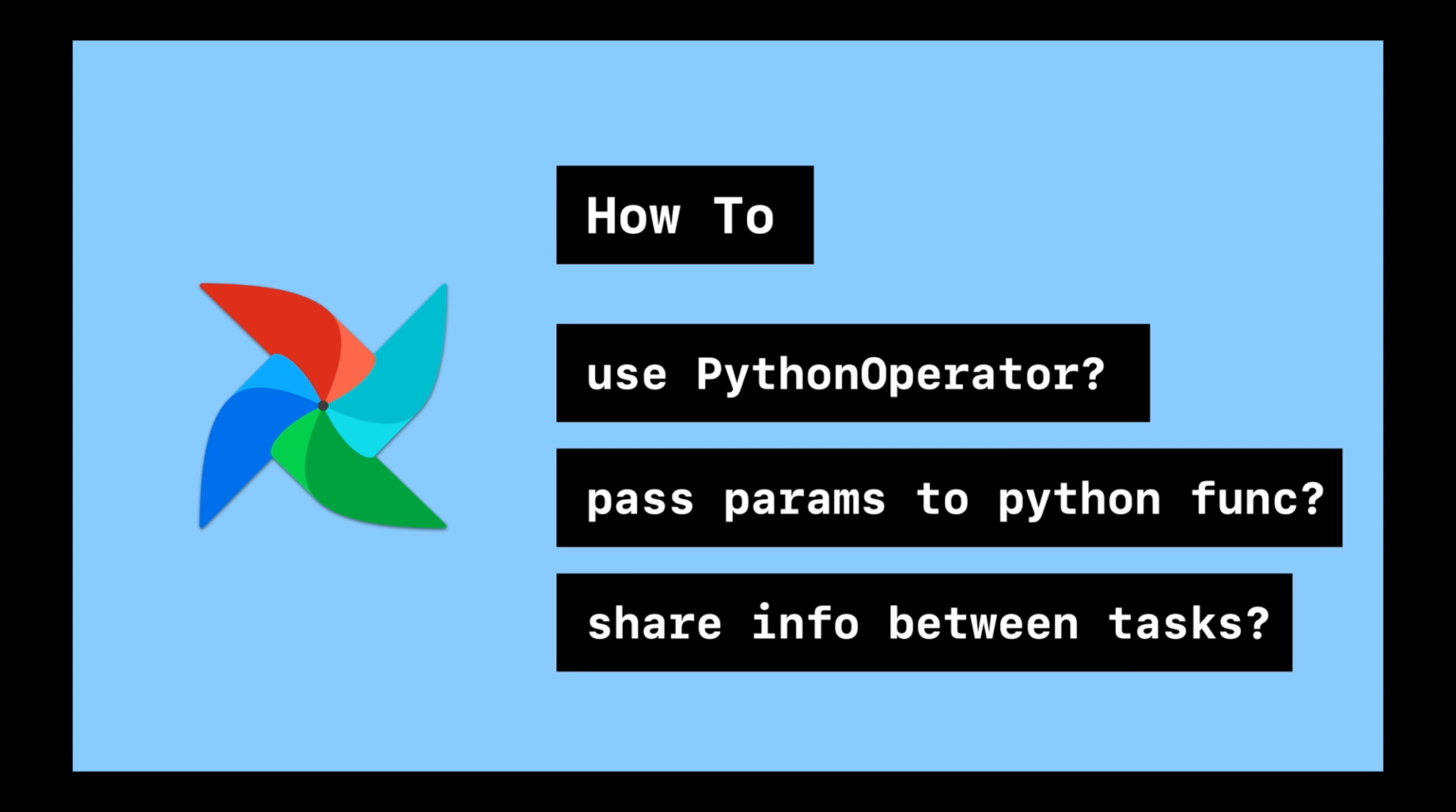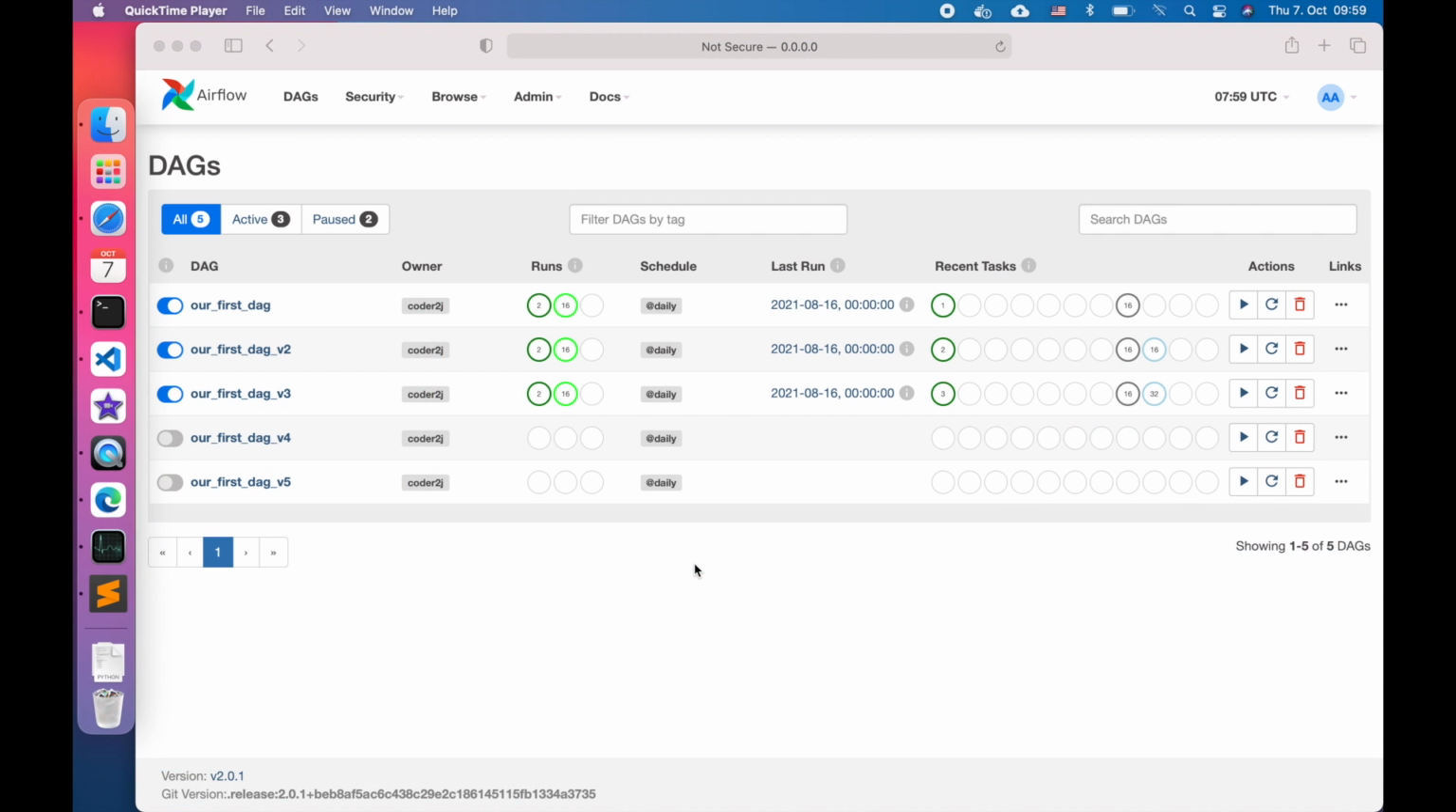Today I'm going to show you how to create a DAG using Python operator. By watching this video, you will know how to run a Python function as a task, how to pass parameters to the Python function, and how to share values between different tasks. Sounds exciting? Let's get started.